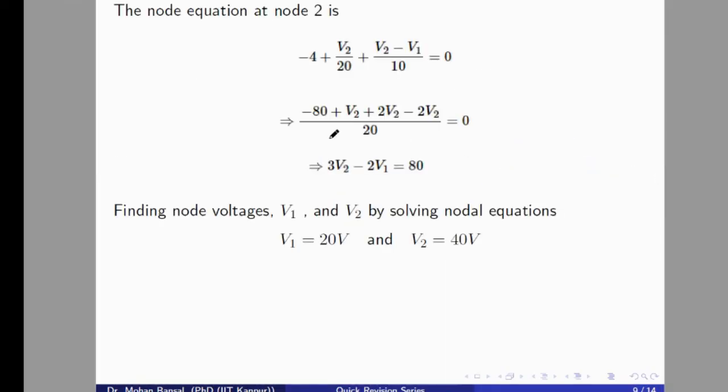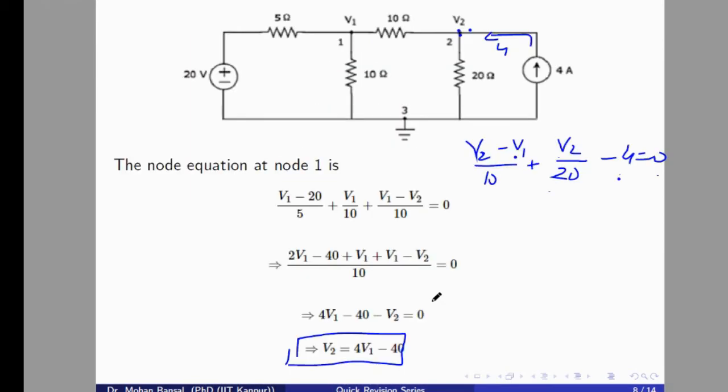After solving this, we will get 3V2 minus 2V1 is equal to 80. So now we have two equations for finding the voltages V1 and V2. We get V1 equal to 20 volt and V2 equal to 40 volt after solving these two equations.